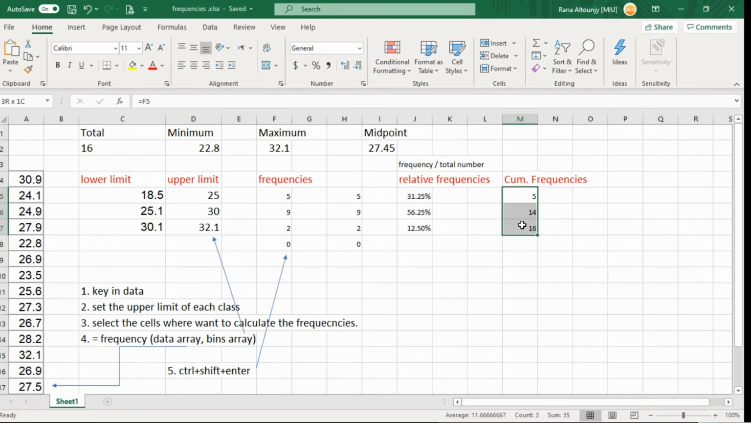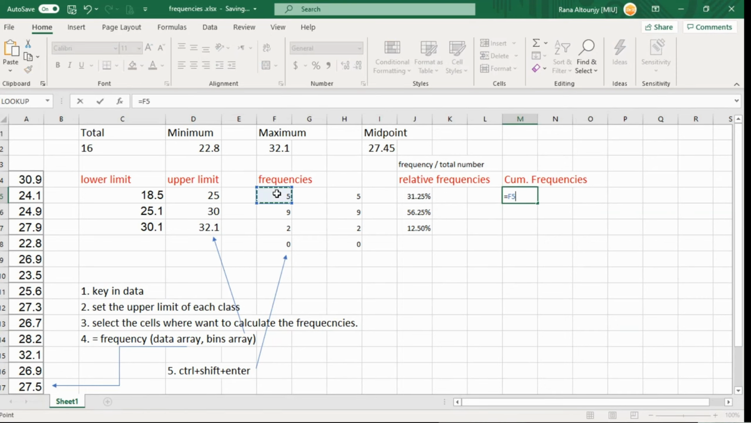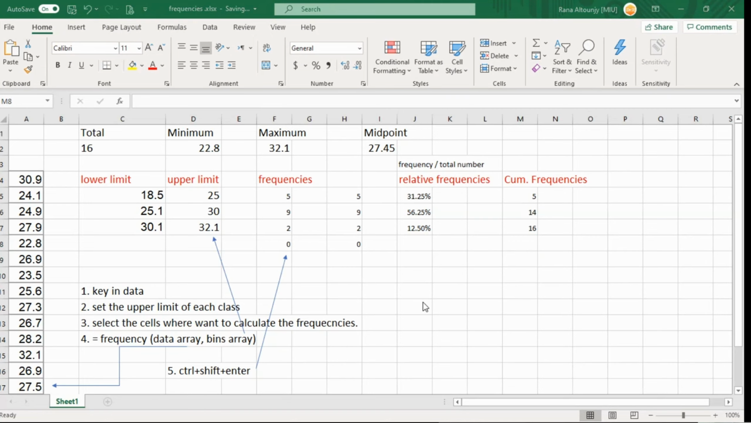Again, how do we calculate the cumulative frequencies? The first class is equal to its frequency, nothing extra. The second class is equal to the previous cumulative frequency plus this class frequency. The third class equals the previous cumulative frequency plus this class frequency. Is it clear?